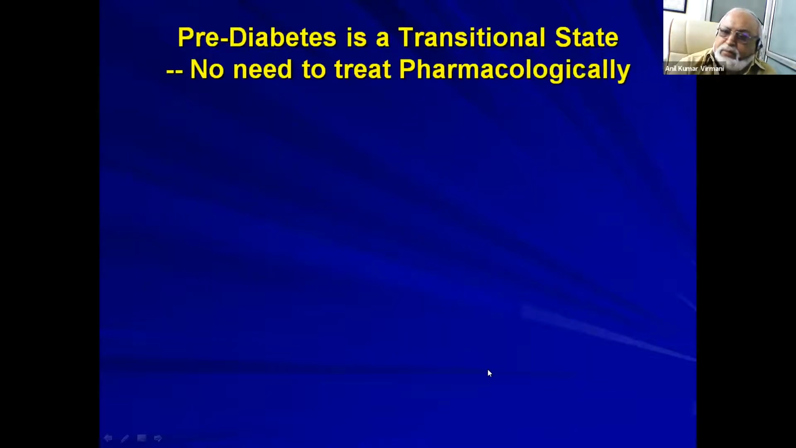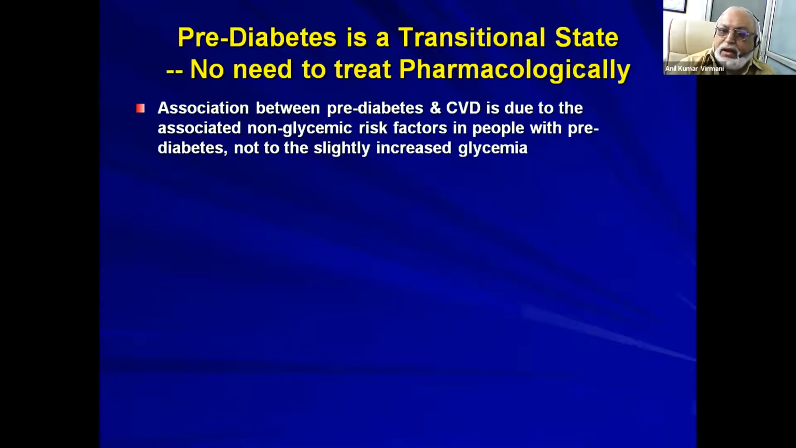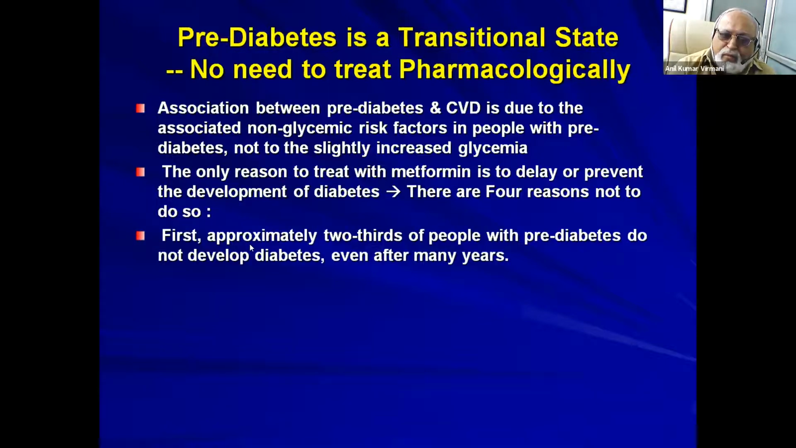Now, there is a school of thought which says no need to treat pharmacologically. It is a transition state. And what do they have to say? They say that the association between pre-diabetes and cardiovascular disease is due to the non-glycemic risk factors in people with pre-diabetes, not due to slightly increased glycemia. The only reason to treat with metformin is to delay or prevent the development of diabetes. And they give 4 reasons not to treat with metformin.